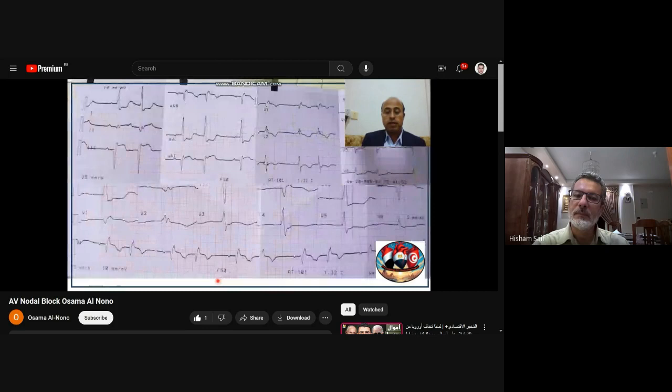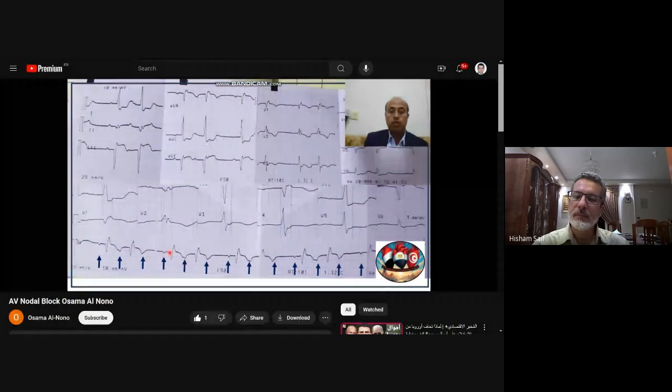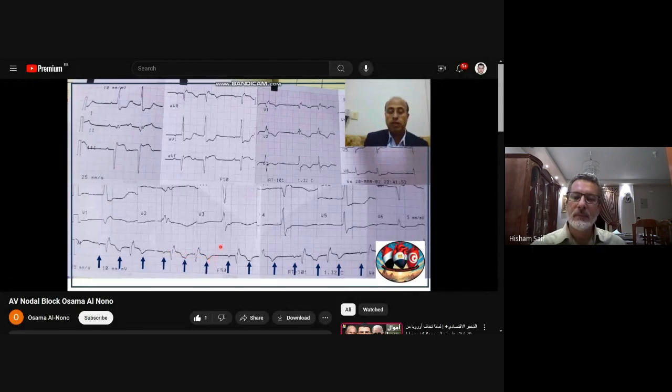On the other hand, when you see that some P waves are not conducted, with a PR interval that is progressively increasing until a single P wave cannot conduct a QRS complex, this is Mobitz 1. So progressive PR prolongation till one P wave cannot be conducted to a QRS complex. This is Mobitz 1 in a condition of acute coronary syndrome.